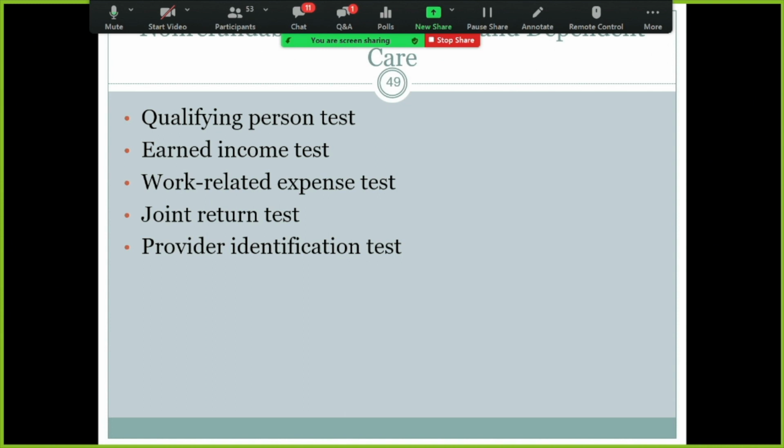Earned income is $250 a month if spouse, taxpayer, full-time student, or incapable of self-care. Only the custodial parent may claim the child and the dependent care credit.